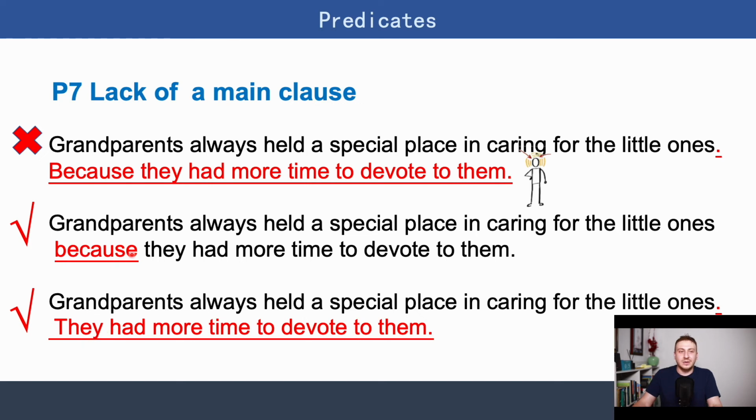So as you can see here, we have removed the subordinating conjunction because, and we've added the subject. Right, so grandparents always held a special place in caring for the little ones. They had more time to devote to them. Again, they, subject, had more time to devote to them. So it's perfect. It's a whole complete sentence.